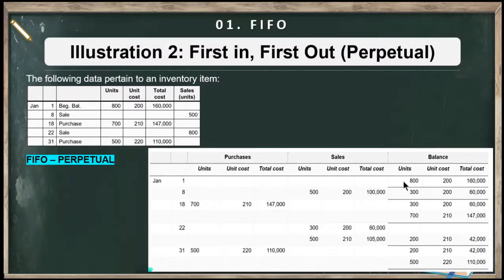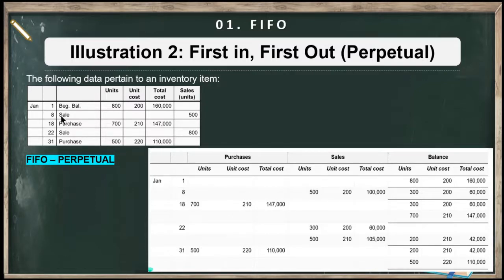And then here are the units, the unit cost, and the total cost for the items that were sold. As you can observe, even if this pertains to a sale, the unit cost is based on the cost of the purchase, not the selling price. This is not the selling price, but the cost of the units sold. So we will go back to the first transaction, that's the January 1 balance. So 800 times 200, that's 160,000.